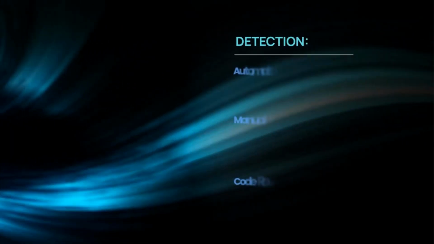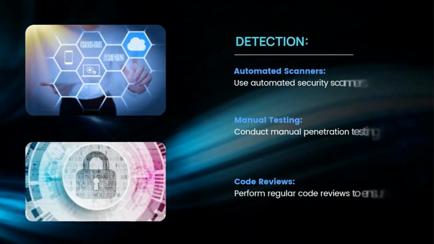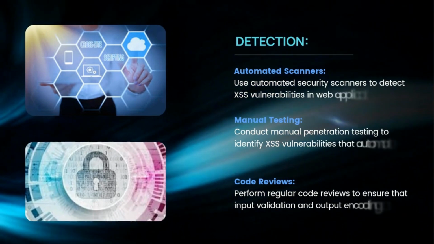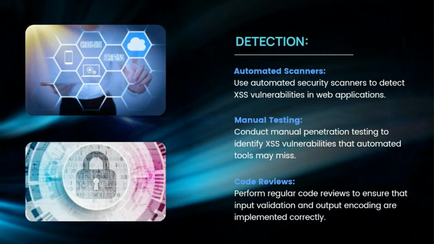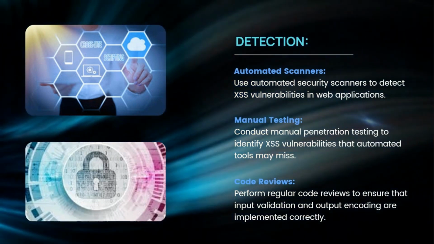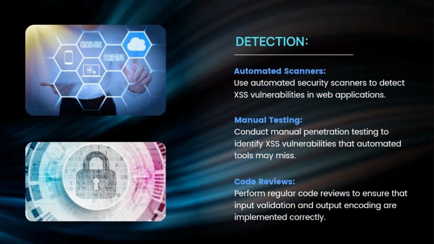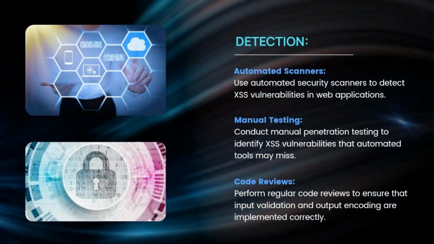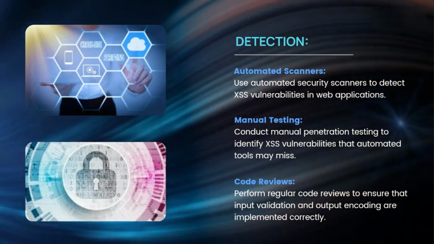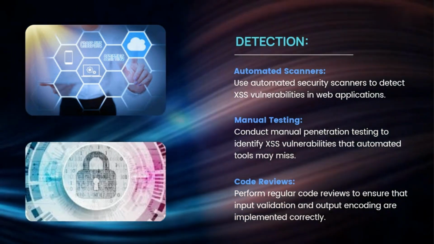Detection: automated scanners. Use automated security scanners to detect XSS vulnerabilities in web applications. Manual testing. Conduct manual penetration testing to identify XSS vulnerabilities that automated tools may miss. Code reviews. Perform regular code reviews to ensure that input validation and output encoding are implemented correctly.